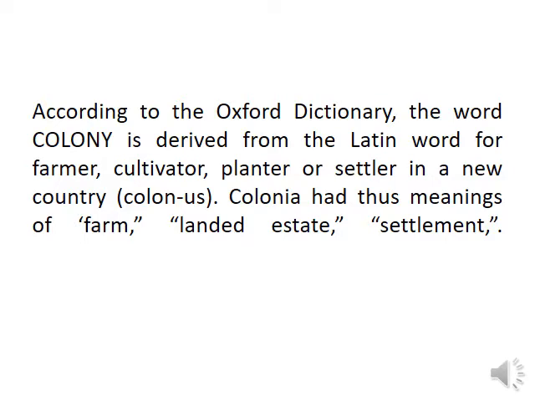So colonia had those meanings of farm, landed estate, settlement. From this, the very idea of modern imperialism and colonialism developed. A particular region is considered imperialist in character when its dominant forces develop the instinct of annexing other territories.